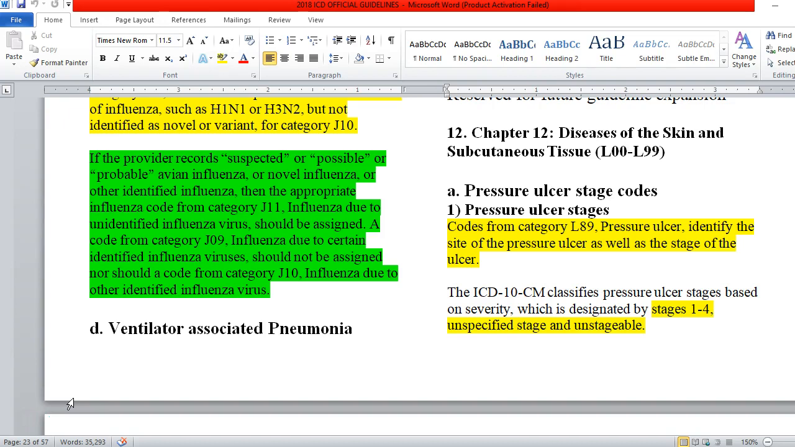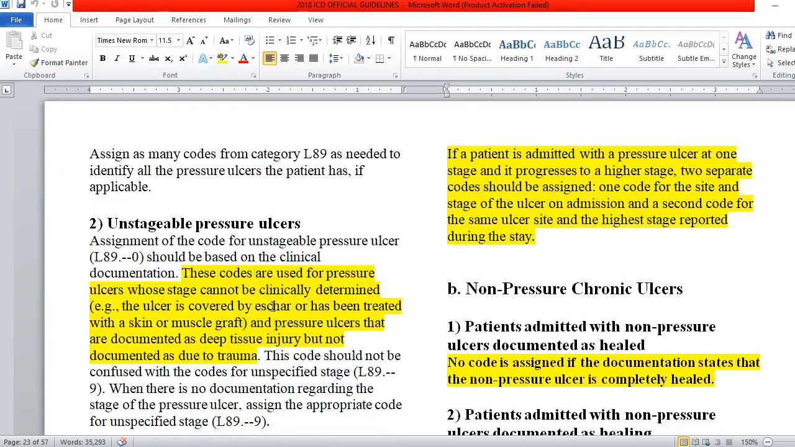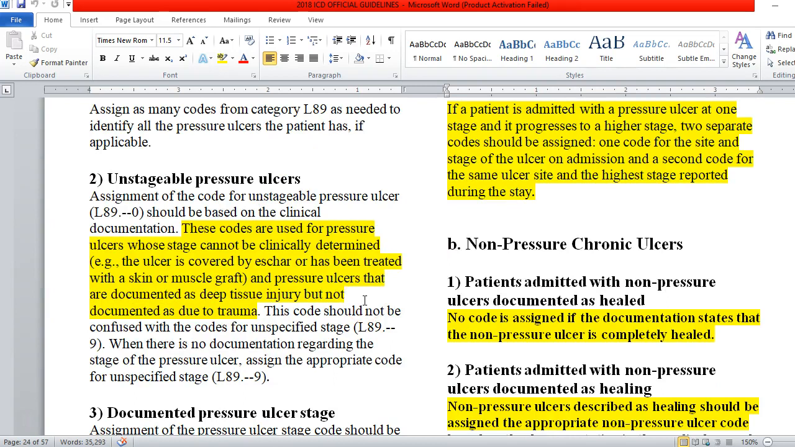The ICD-10-CM classifies pressure ulcer stages based on severity, which is designated by stages 1 through 4, unspecified, and unstageable. So we need to know anatomic site and what stage, or they can also use the terms unspecified or unstageable. So let's talk more about what those mean. We assign as many codes from category L89 as needed to identify all the pressure ulcers the patient has, if applicable. Some patients will only have one pressure ulcer. Other patients will have multiple pressure ulcers, and so we need to code for each and every pressure ulcer for each and every anatomic site.